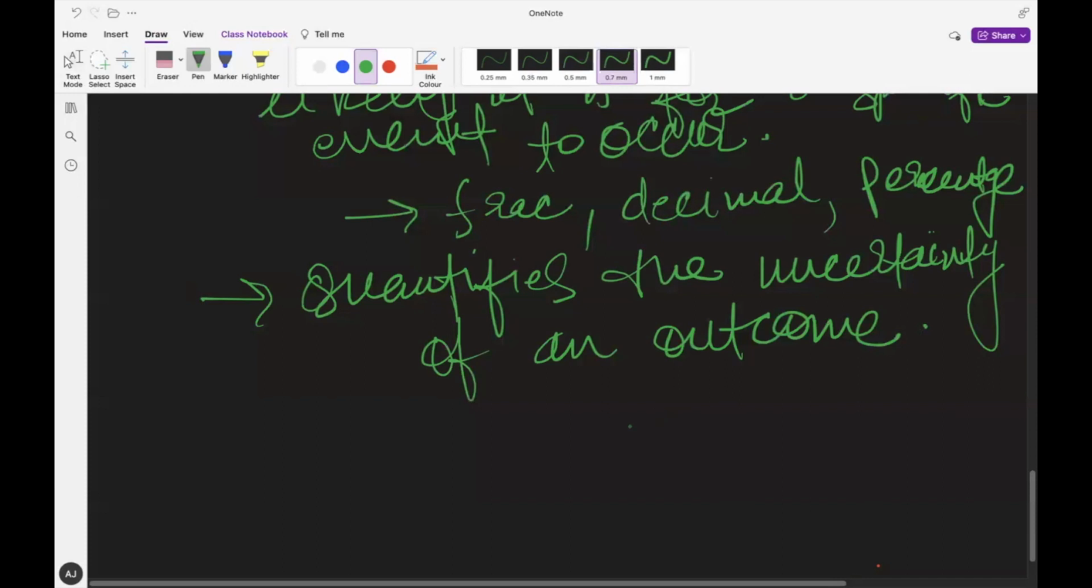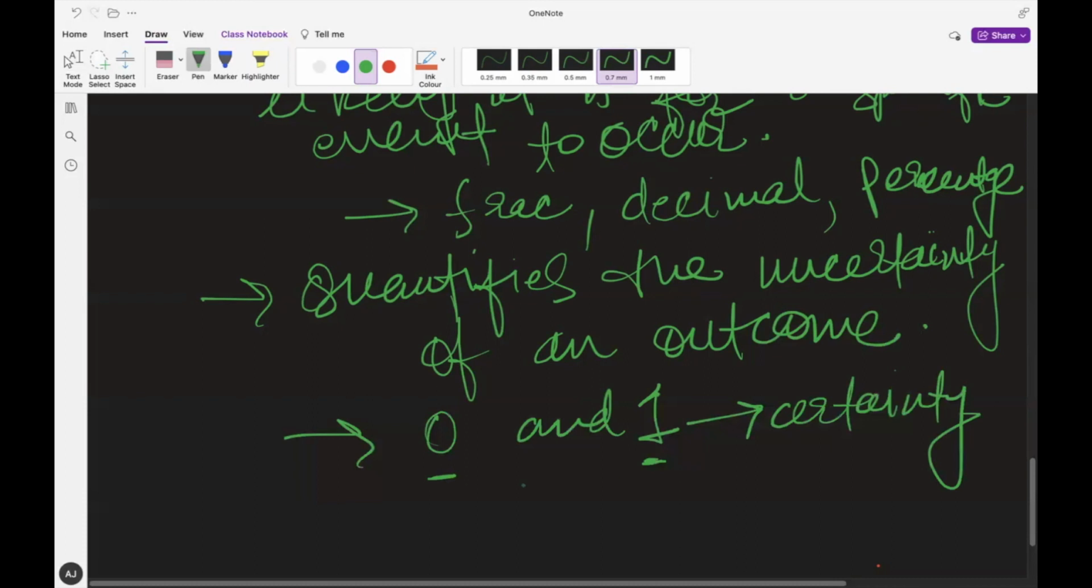Probability always has a numerical value between 0 and 1, where 0 indicates impossibility and 1 indicates certainty. Here 1 indicates certainty, and 0 indicates impossibility.